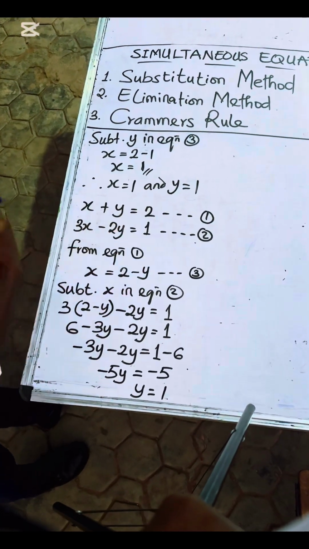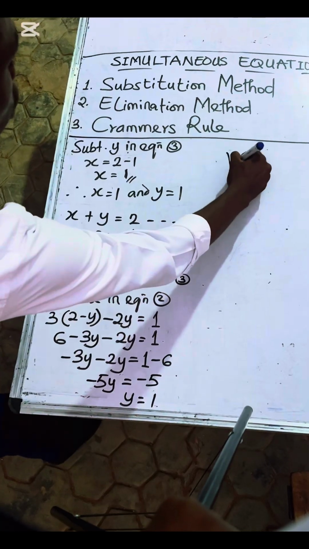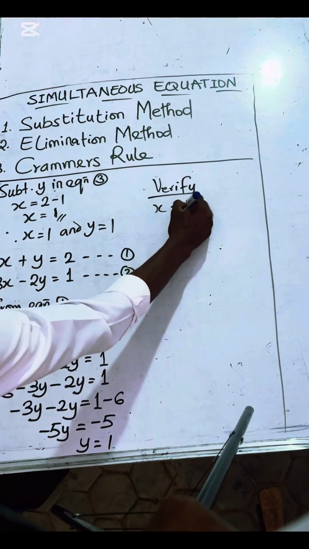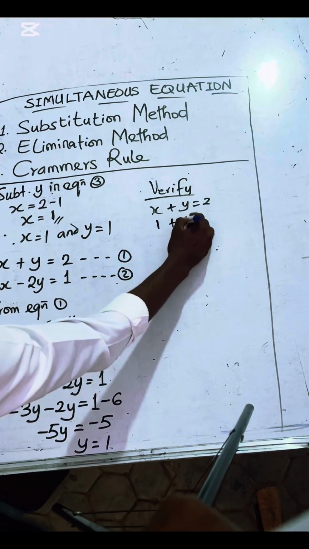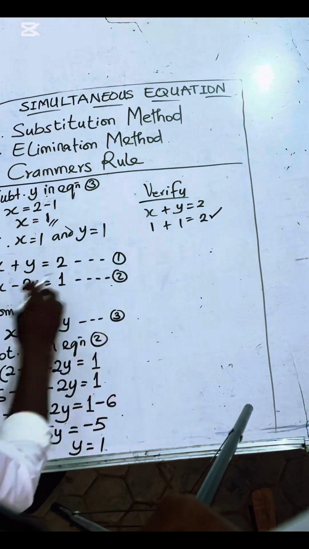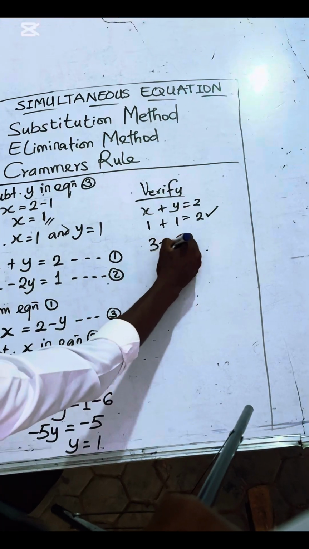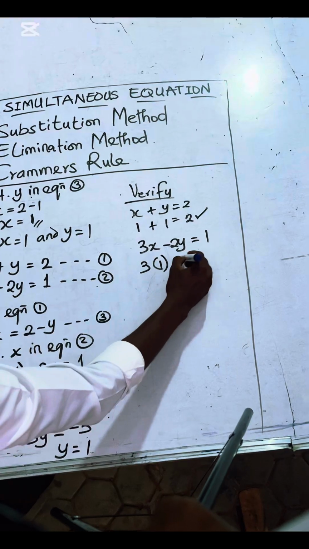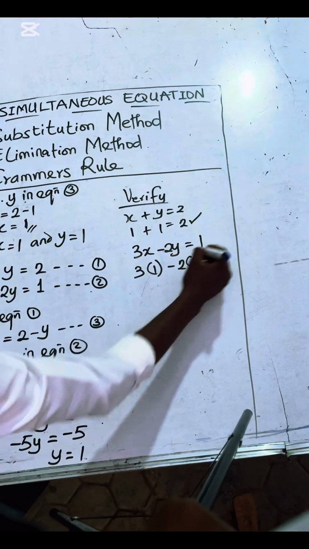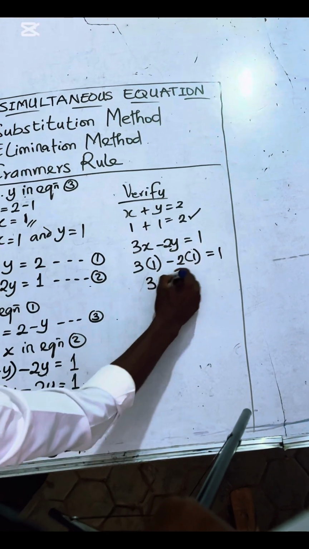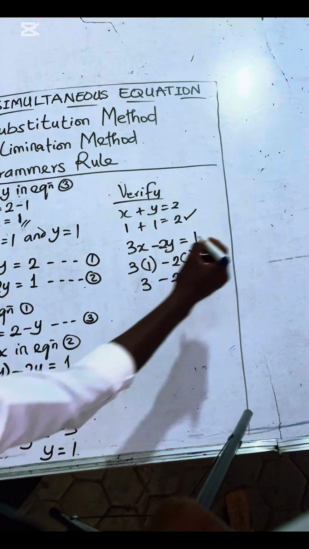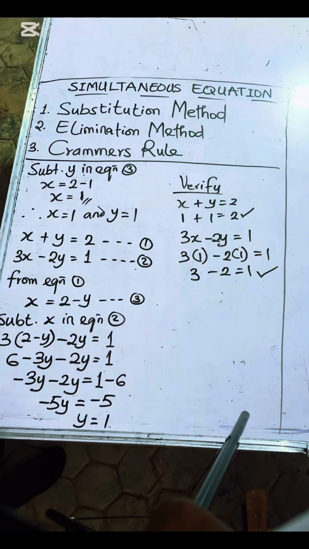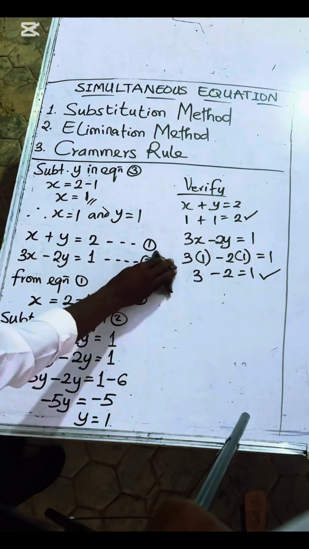If you want to cross-check, if you want to verify, this is it. x plus y is equal to 2, meaning 1 plus 1 is also equal to 2, which is correct. From our second equation, 3x minus 2y is equal to 1: 3 times 1 minus 2 times 1 is equal to 1. We have 3 minus 2 is equal to 1, which is also correct. Now, let's check all this solving using the elimination method.